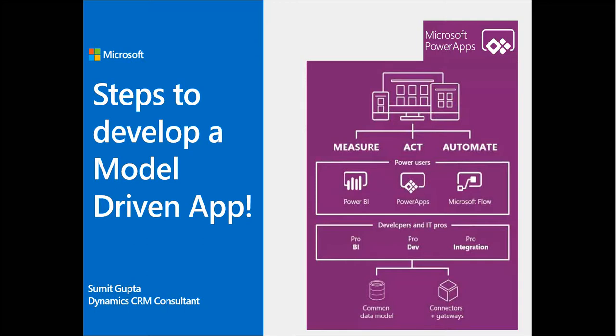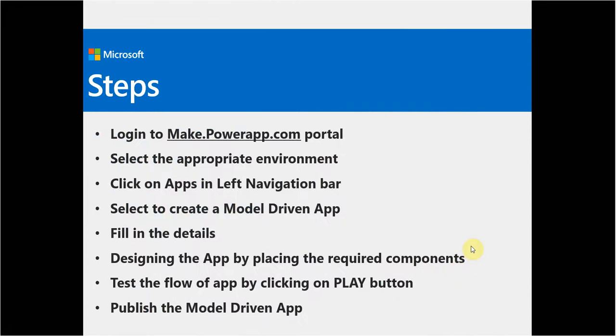So today I would be covering the steps to develop and implement a model-driven app in Dynamics Customer Engagement. To develop a model-driven app, the steps are very easy. First of all, you need to log into your make.powerapps.com portal. Therein we need to select the appropriate environment. The appropriate environment means the environment in which we have created our data tables, columns, relationships, etc.